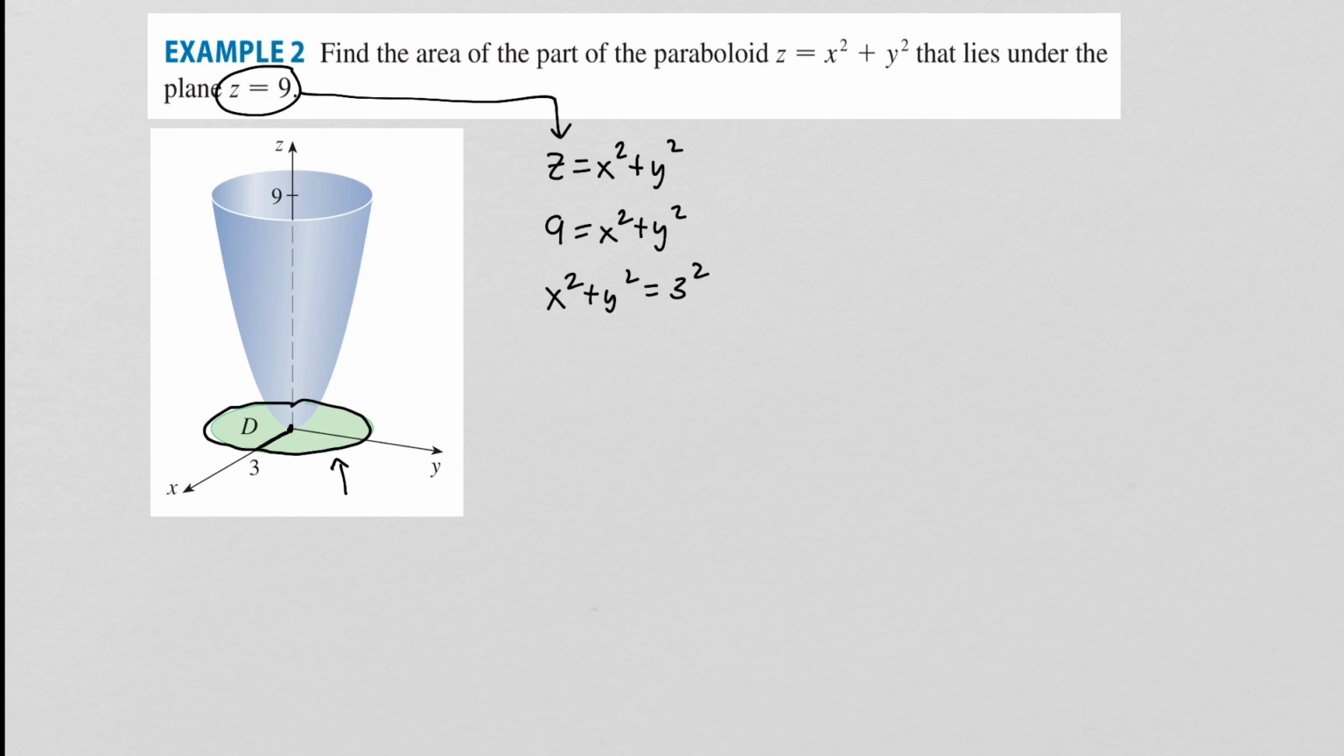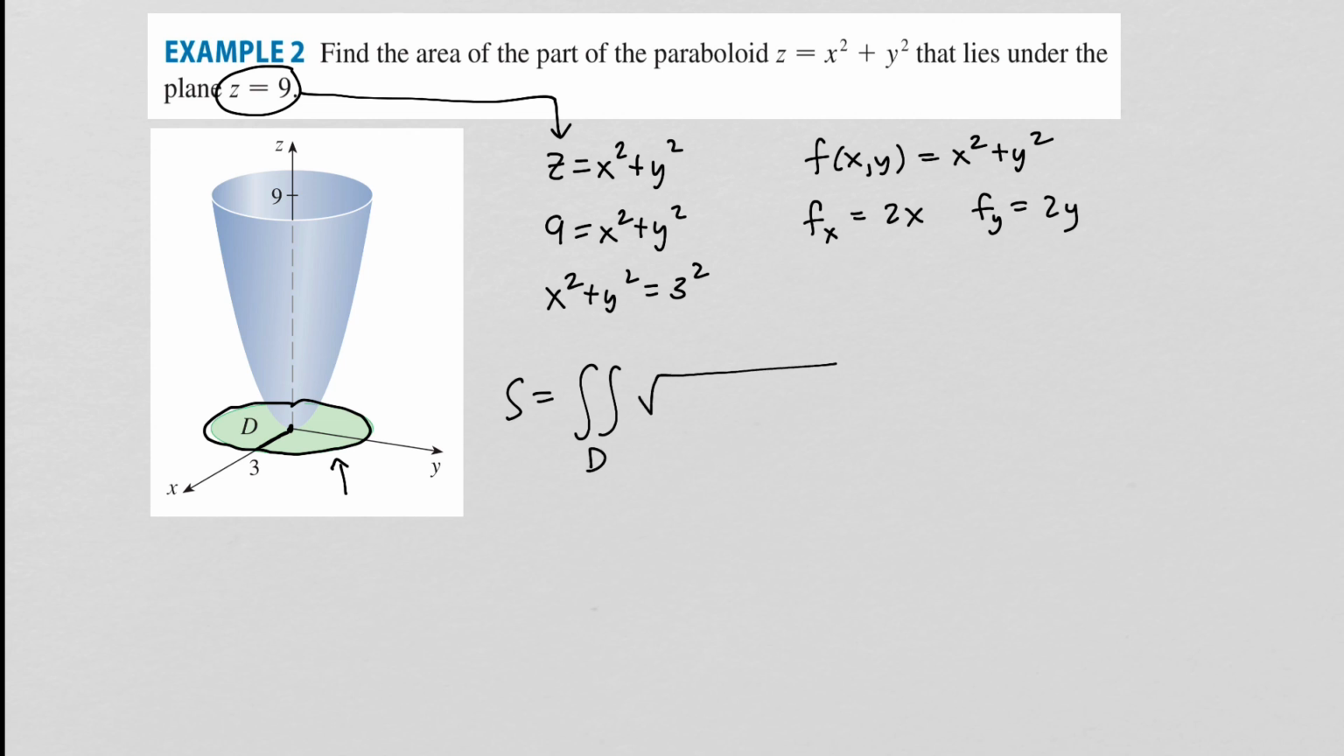And now to get the surface area, we need some partial derivatives. So we have f of xy, if you want to use that notation, is x squared plus y squared. So the partial derivative with respect to x is 2x. The partial derivative with respect to y is 2y. And our surface area will now be the double integral over our domain D of the square root of 2x quantity squared plus 2y quantity squared plus 1. And this is with respect to dA, or dy dx, basically.